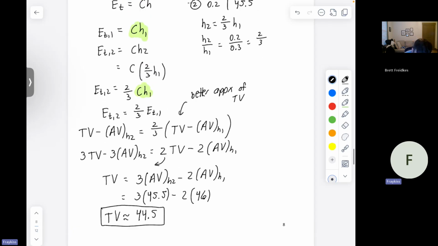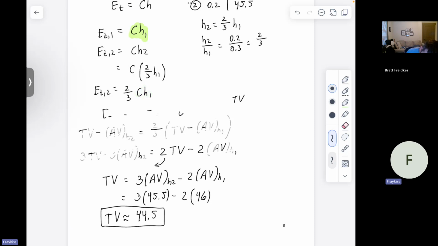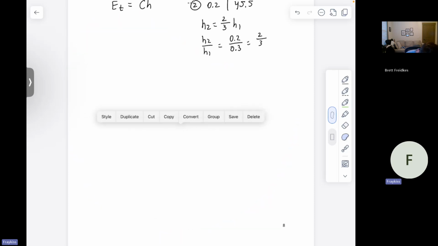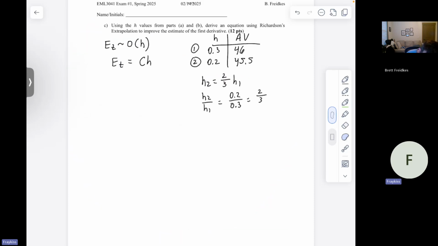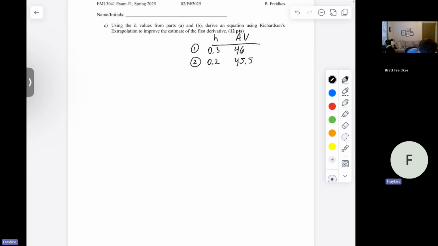Now, what I would like to do is I'm going to erase this. Let's just keep in mind that that's our answer. And we're going to do this a different way, which is essentially the same, except we don't need to find the ratio of the h's. All we'll do is arbitrarily take the ratio of the two errors and write an equation for it.